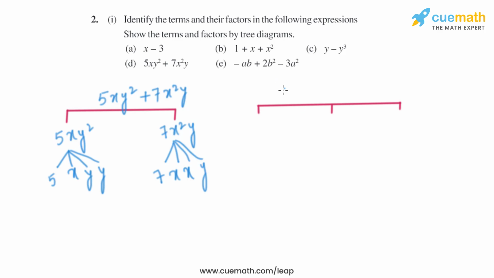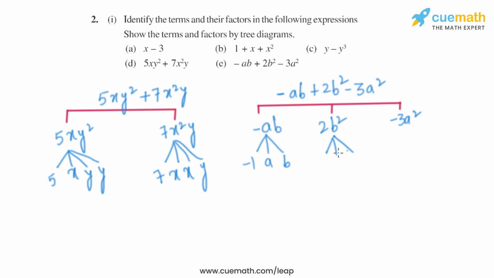Now let's move on to the last part. The expression that is given is minus ab plus 2b square minus 3a square. So the terms are minus ab, 2b square and minus 3a square. Let's find out the factors of them. There will be 3 factors of minus ab: minus 1, a and b, as minus 1 can divide it completely, a can divide it completely, and b can also divide it completely. There will be 3 factors of 2b square as well: 2, b and b. Similarly for minus 3a square, it will be minus 3, a and a.